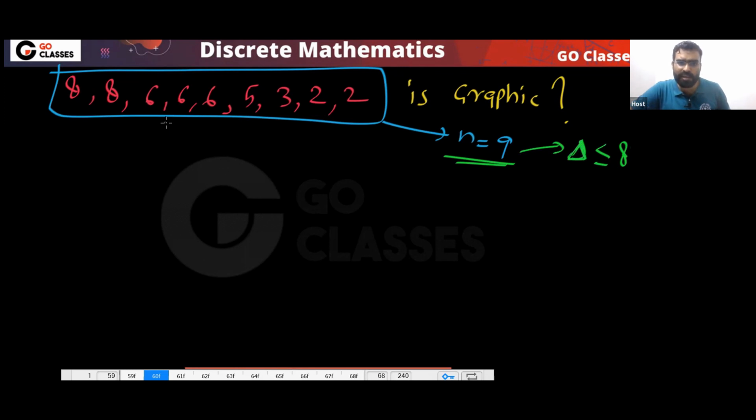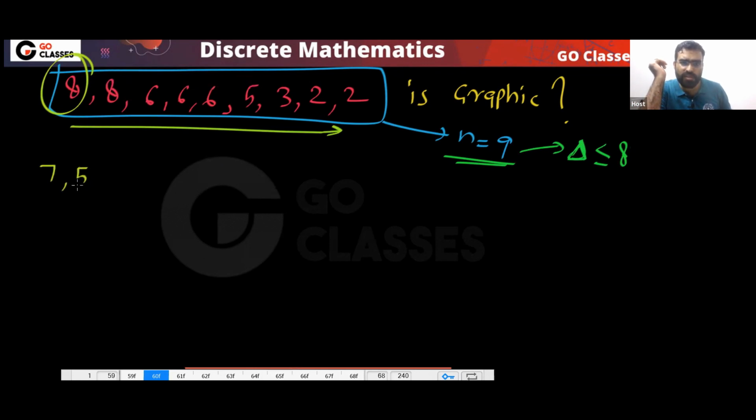So let's apply Havel Hakimi. What will you do? Is this in decreasing order? Yes, this is in decreasing order. So you delete this vertex, and from the next 8 vertices, delete 1 each.